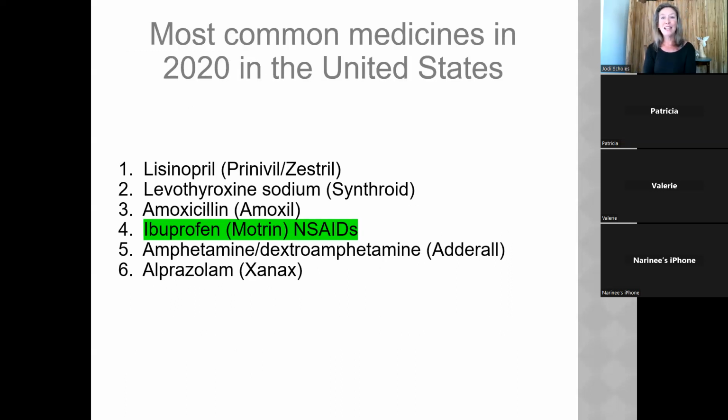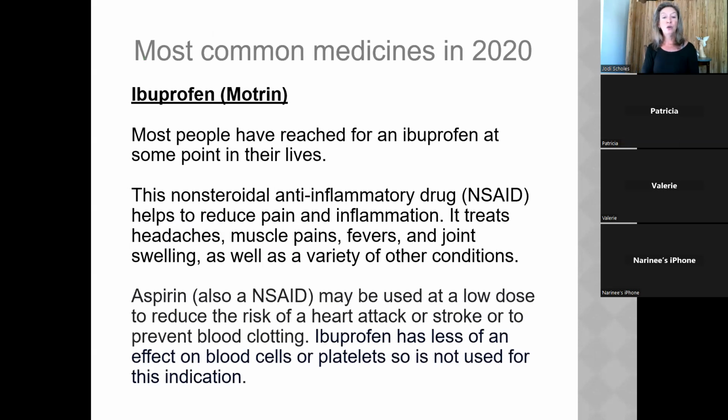Moving along, let's take a look at non-steroidal anti-inflammatory drugs, NSAIDs. And we're going to look at ibuprofen, which is the generic name of Motrin. So at some point in your life, you probably have reached for an aspirin or an ibuprofen. And this is a category of drug called non-steroidal anti-inflammatory drug, NSAIDs. And it treats inflammation.